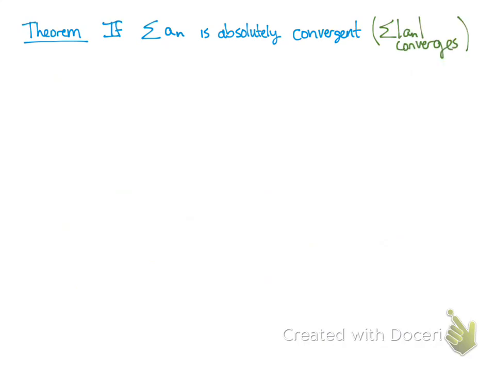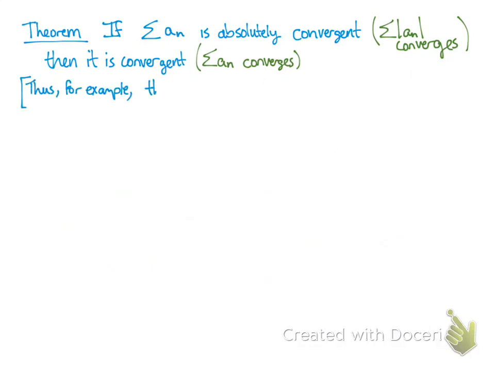Well, there's a theorem that says if your series is absolutely convergent, like in the case of this example, and remember that means that the series of absolute values converges, then it's also just plain convergent. The original series converges. So in our example, since the absolute value series of sine n over n squared converges, that means that series is absolutely convergent, and therefore it is convergent. This series converges.